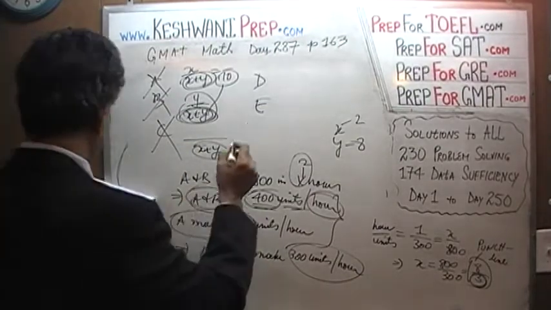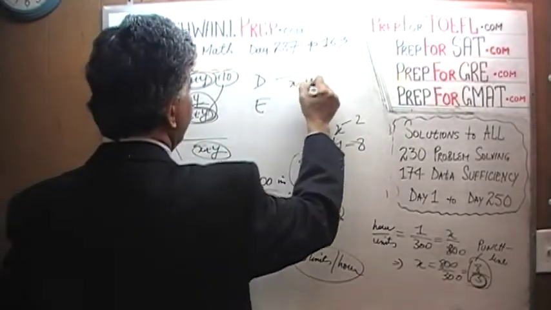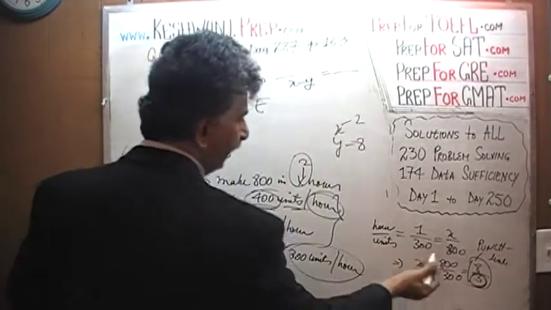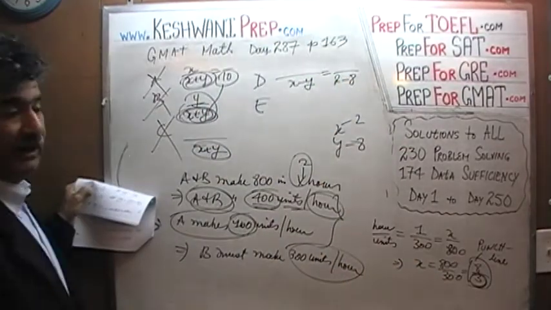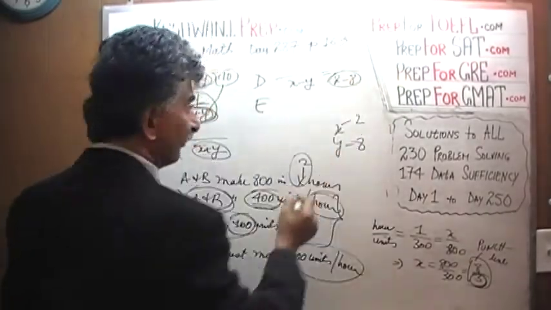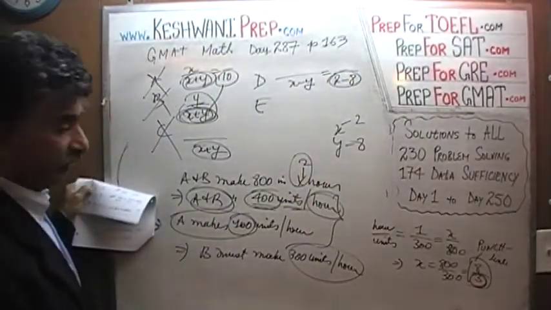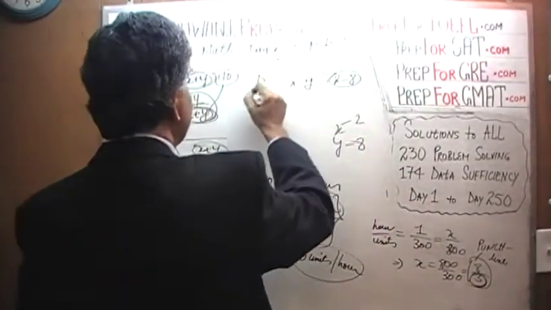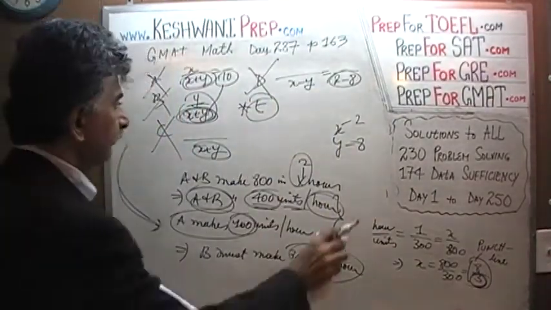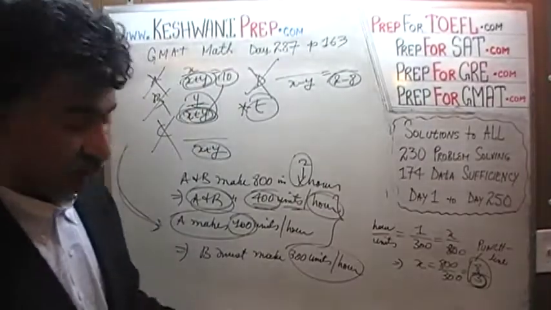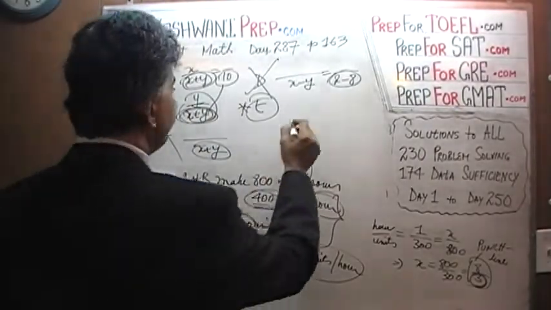Let's look at D. D says x minus y. Well, x is 2, 2 minus 8 is going to give us negative 6. We don't need negative 6. We need 3. That's not it. The answer is E. Answer has to be E because it's the only one left. Let's take a look at E.